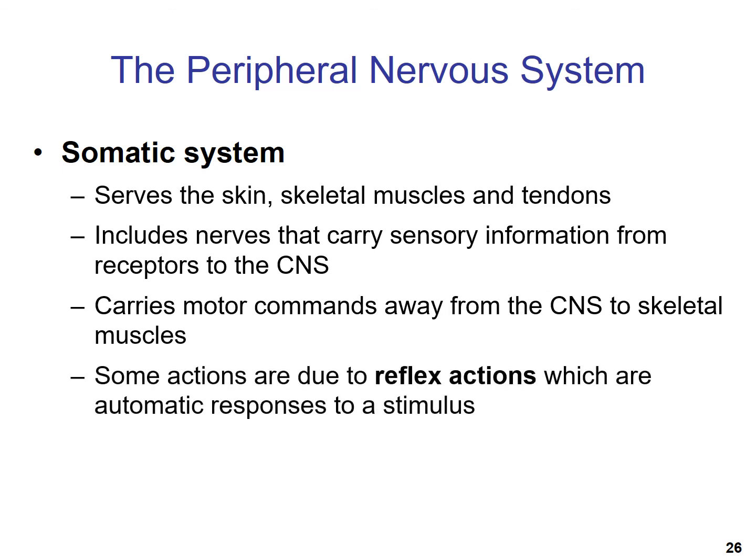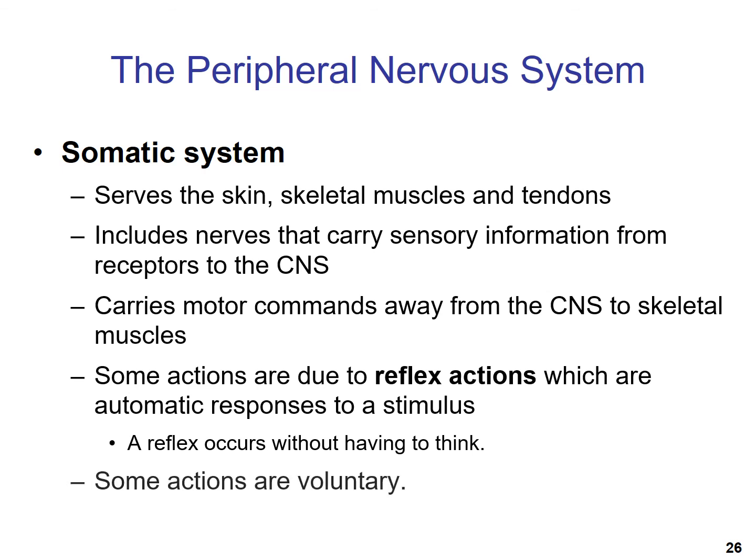So some of the actions of the skeletal muscles are due to reflex actions, and we'll go over what a reflex arc is in just a little bit. So these are automatic responses to a stimulus. So not all movements of the skeletal muscles are actually voluntary. They're mostly voluntary, but not all of them are. So a reflex is something that occurs without you having to think about it. So let's say you set your hand down on something hot and then jerk your arm away. You're not really thinking about it. So I'm going to explain the reason why for this in just a moment.